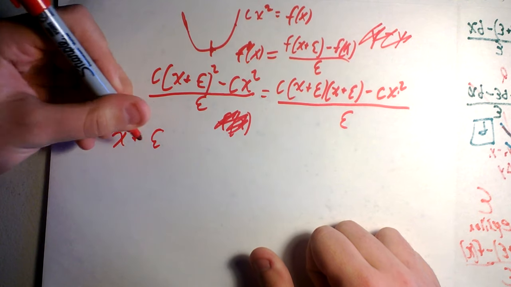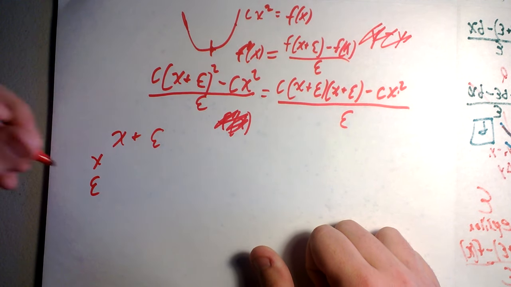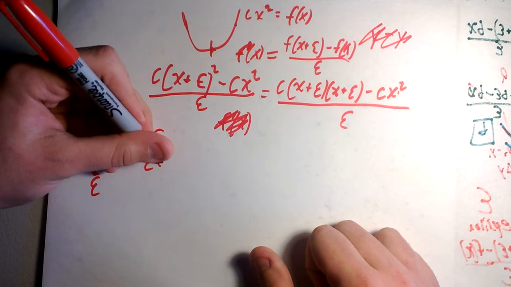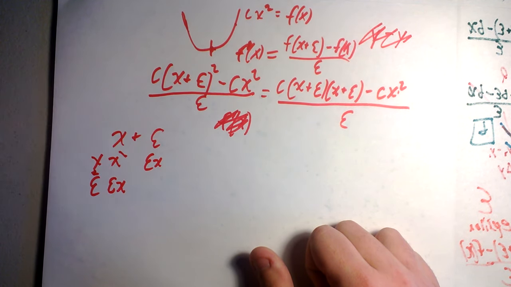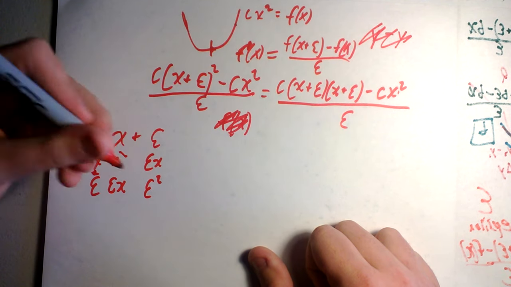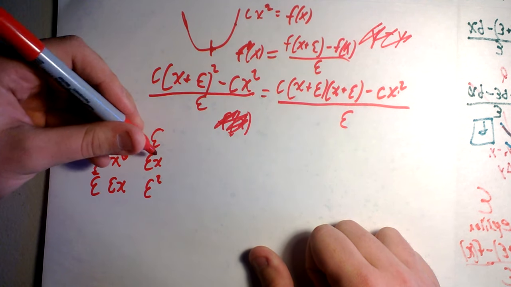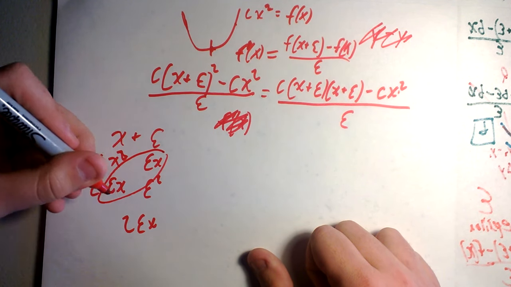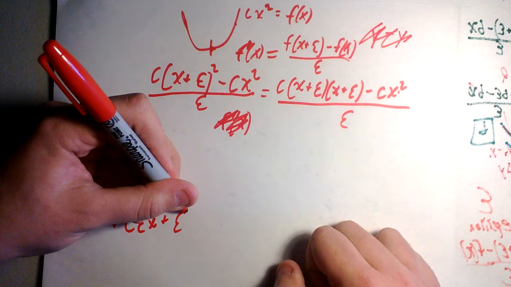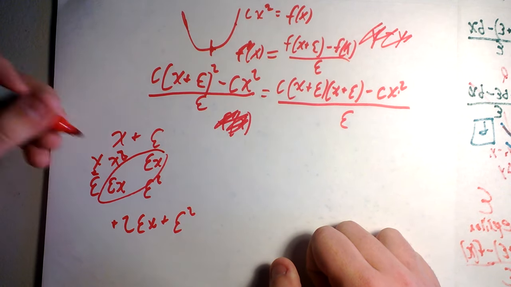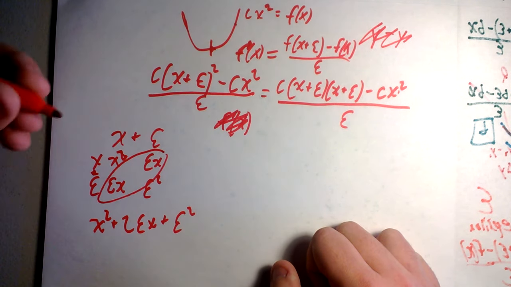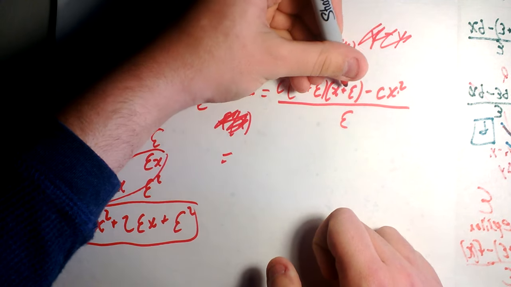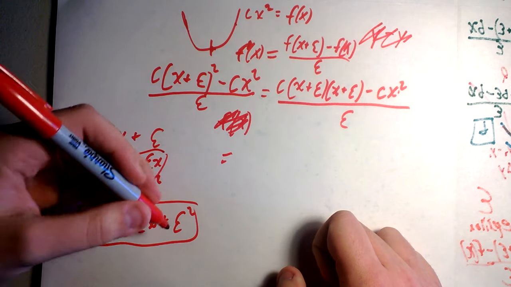I like the box method. It's just a way to multiply, and I think it makes a lot of sense. So you get x squared and epsilon x, and you get an epsilon squared. How many epsilon x's do we have? Well, we have 2 of them. How many epsilon squareds do we have? Just 1, and we just have 1 x squared. So it simplifies to this, and then we multiply everything times c. So this whole thing is x squared plus 2 epsilon x plus epsilon squared.